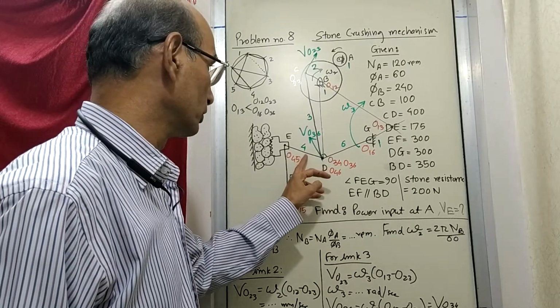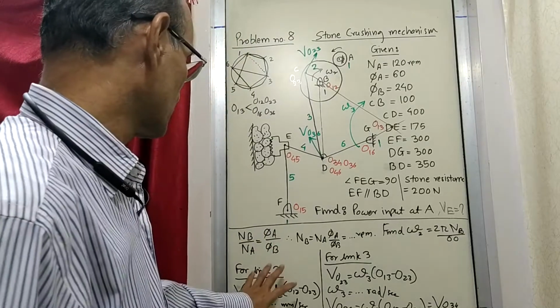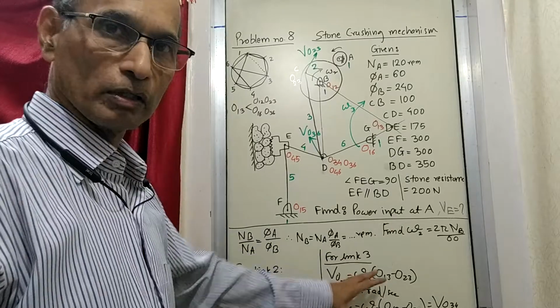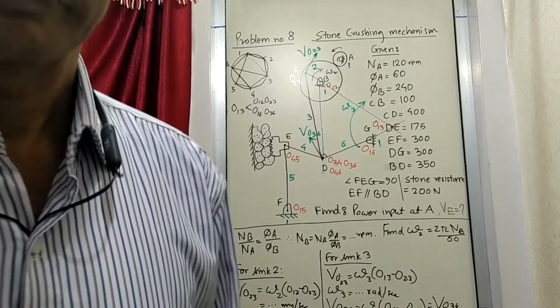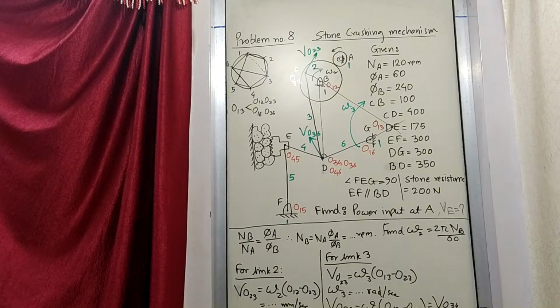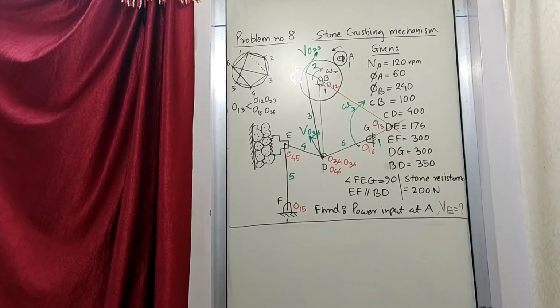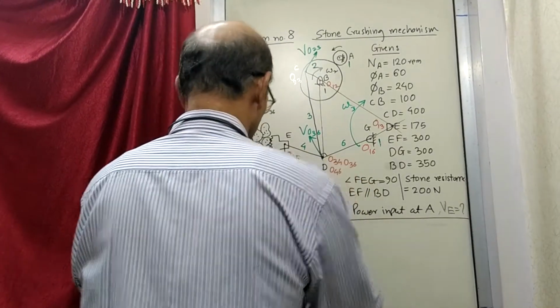Because next time we are going to take link number 4. So let us do that. I'll just write this down. I'll make some space and we'll solve the problem further. So write up to this much. Okay. So we know the velocity of 3-4.